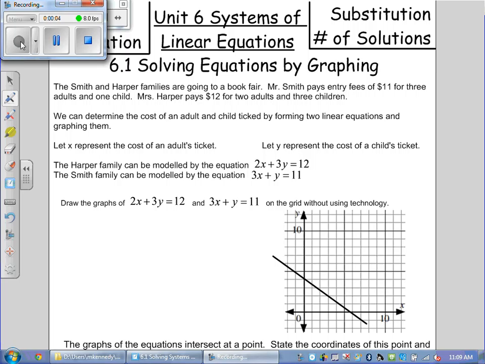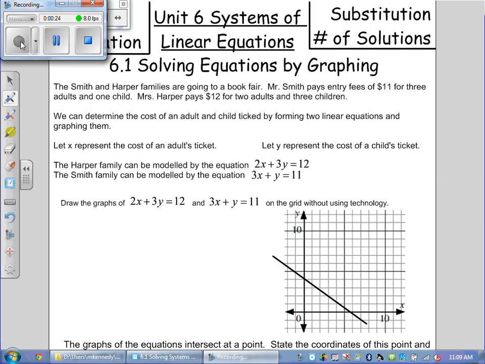This unit is called Systems of Linear Equations. We've already been working with linear equations for weeks. Now we're just going to have more than one on a graph at a time. So really, you're not learning much new. It's basically the same stuff, and we're just doing something new with it.